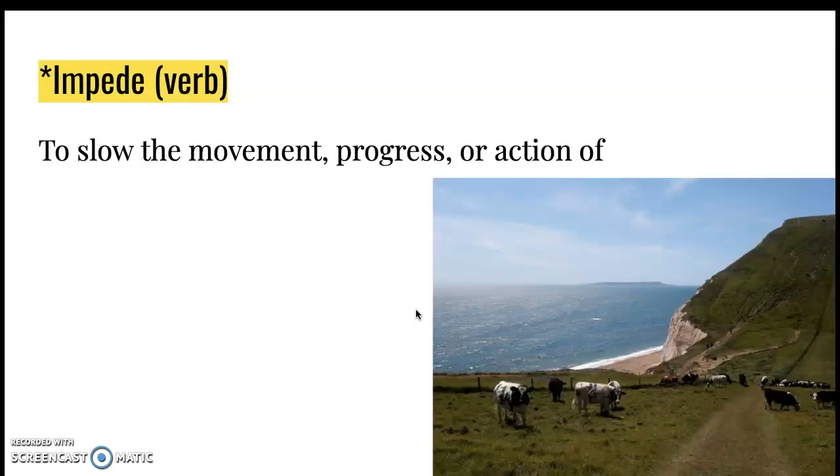So the next word is impede. And this is a verb, and it means to slow the movement, progress, or action of. And so a lot of the times, if you have heard of people driving around in Ireland or other places in Europe, but I think I've mostly heard Ireland, you know that you can often be stopped while driving by a herd of cows or sheep or any livestock because they're just kind of free to roam. And so they can often impede your way of getting somewhere. And so I just think of that whenever I think of impede.